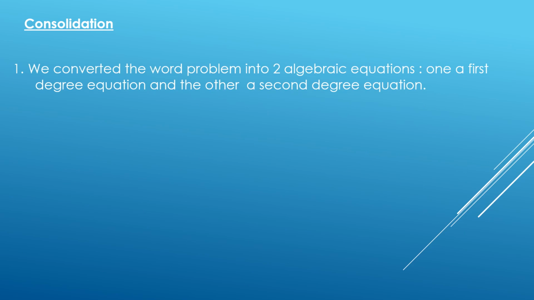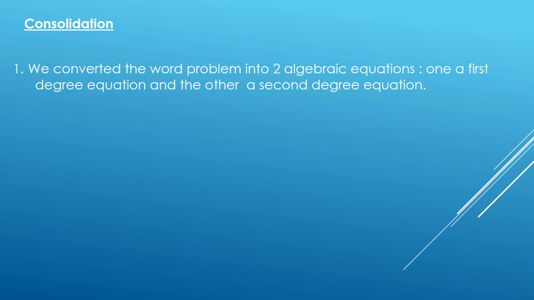So let's consolidate what we have seen till now. We have seen two problems and we solved them in a particular way. First of all, we converted the word problem into two algebraic equations. And what was the speciality? One was a first degree equation and the other was a second degree equation.